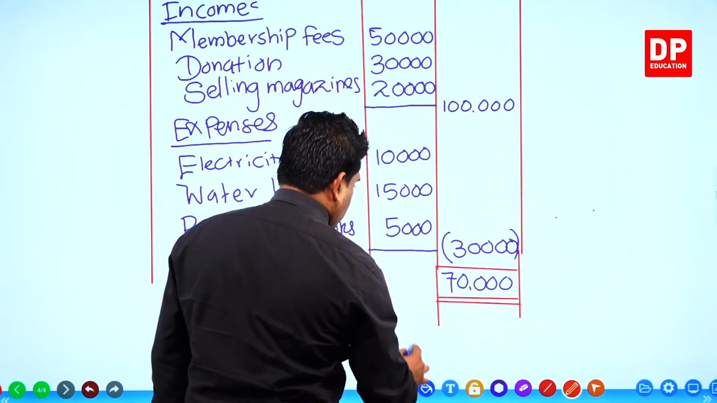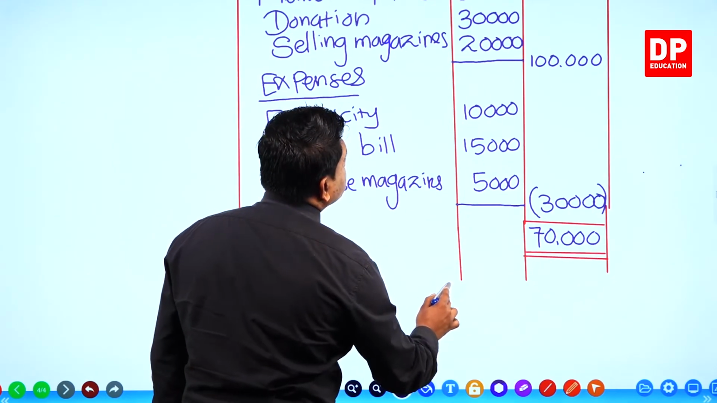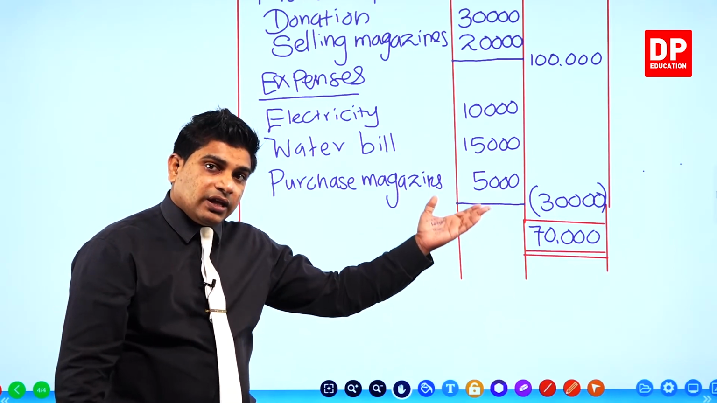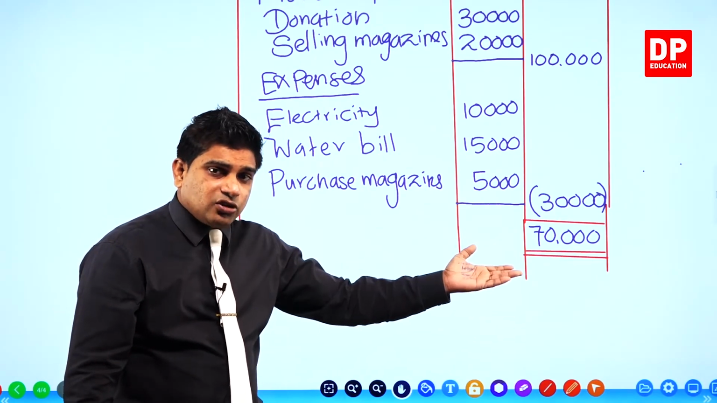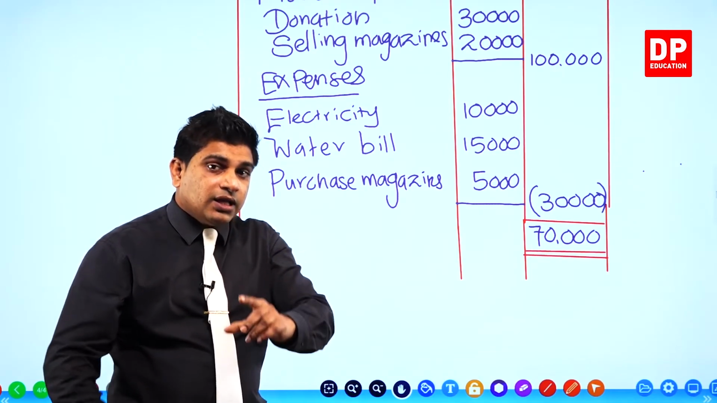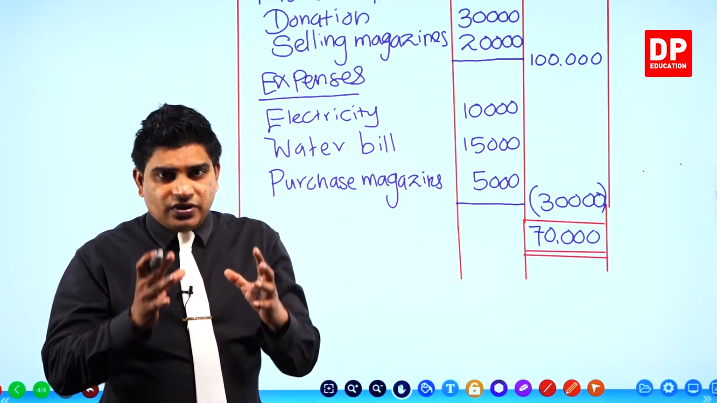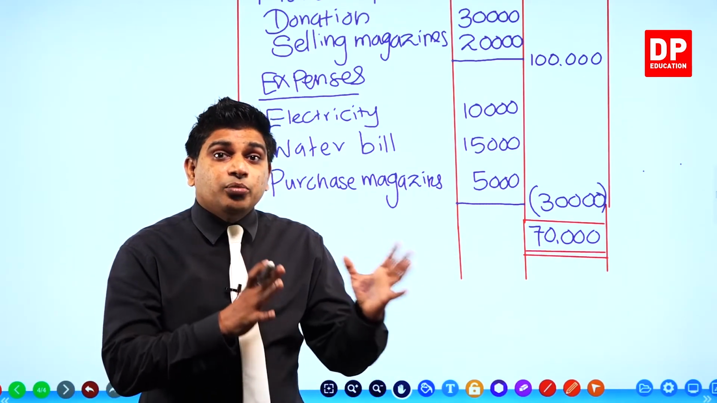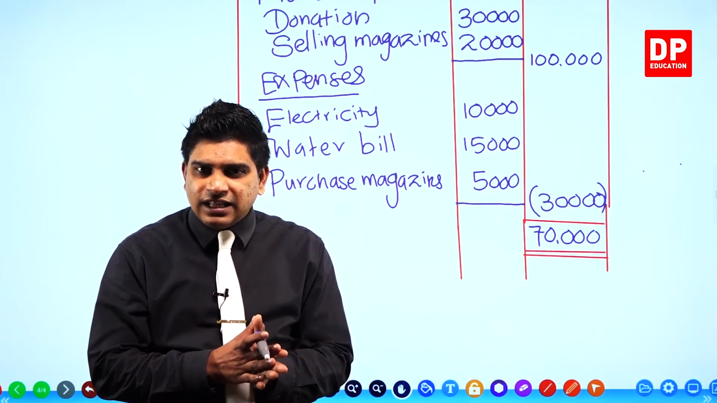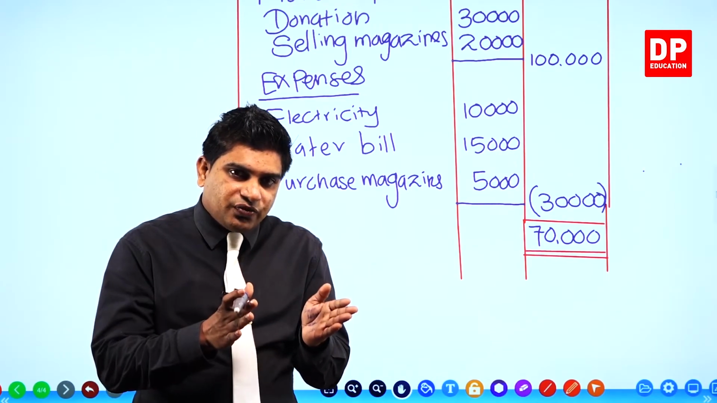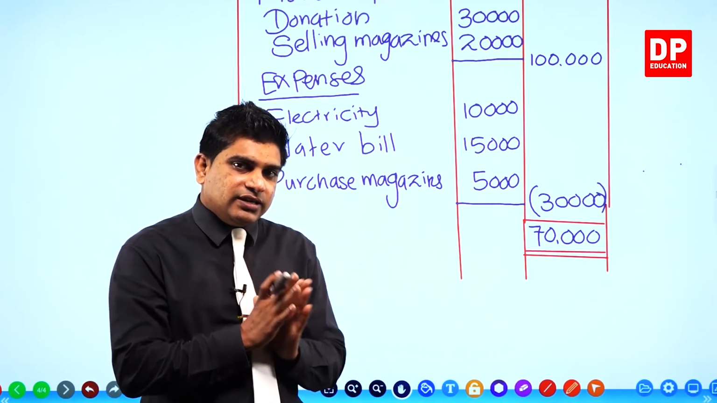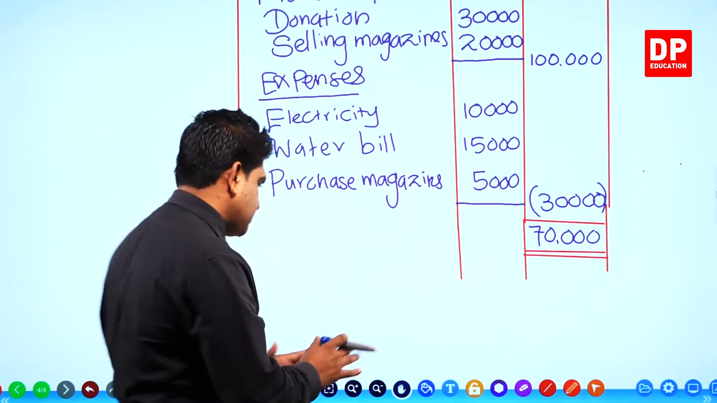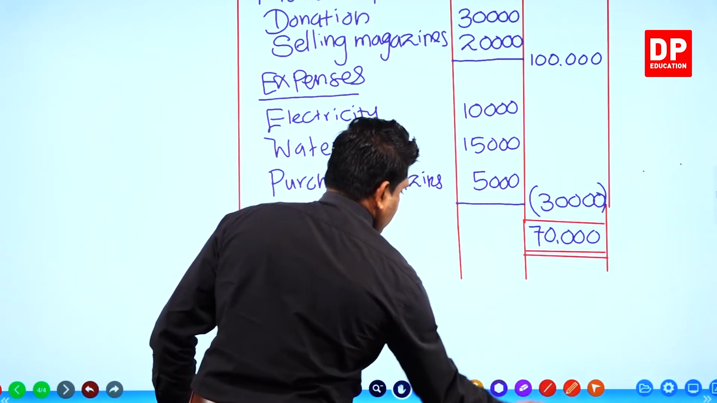In front of the total, do you write anything? No, in front of the excess or the deficit, you must write this word. Remember, surplus or deficit. Surplus is transferred to the accumulated fund. Surplus is transferred to the accumulated fund.